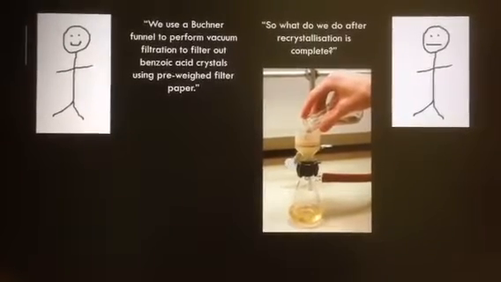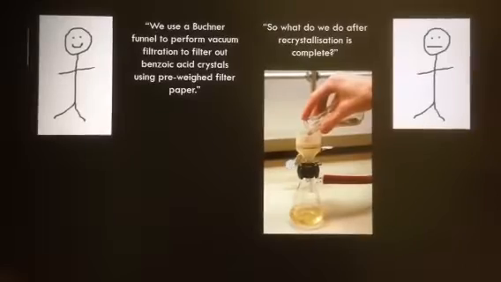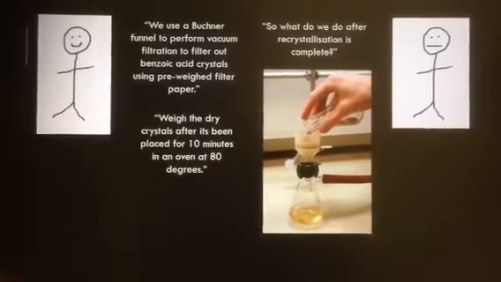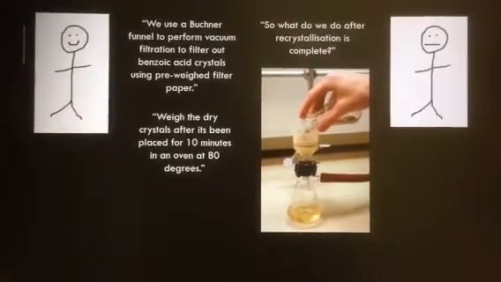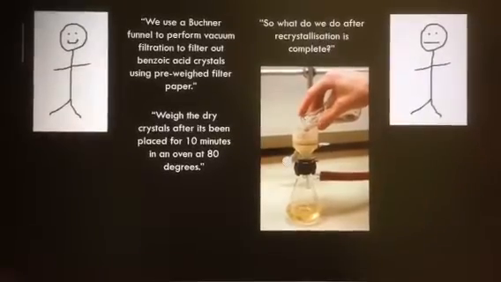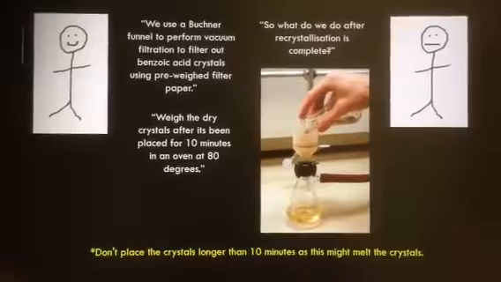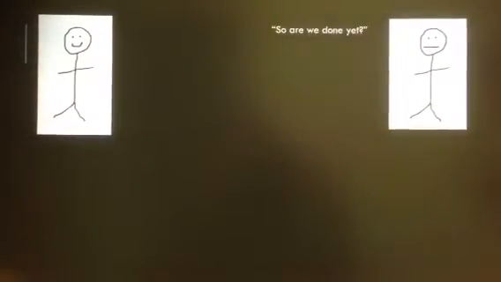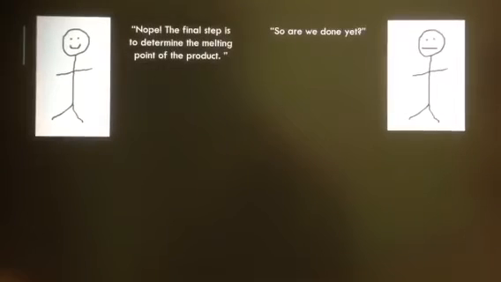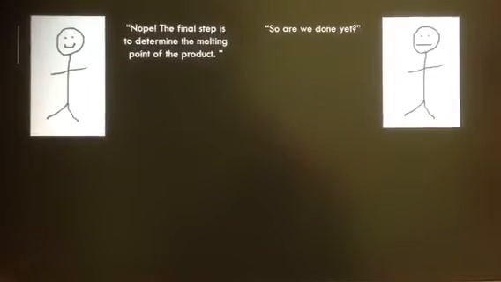So what do we do after the recrystallization is complete? Weigh the dry crystals after they've been placed for 10 minutes in an oven at 80 degrees. Don't place the crystals longer than 10 minutes, as this might melt the crystals. So are we done yet? No! The final step is to determine the melting point of the product.